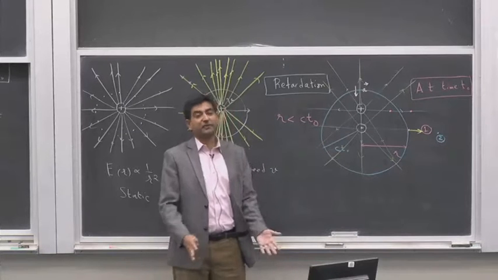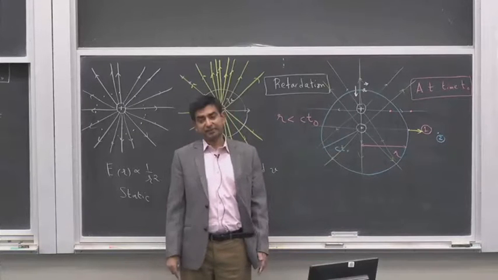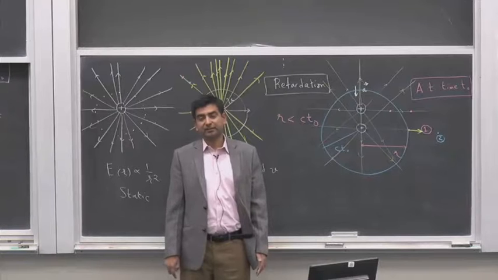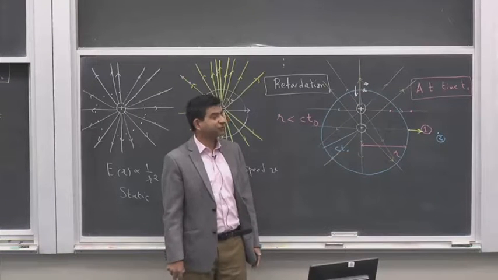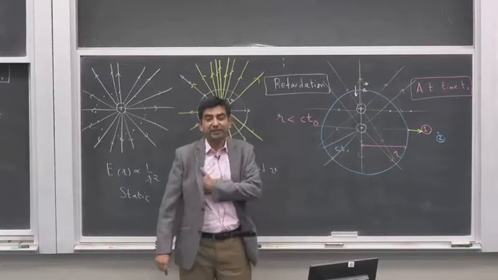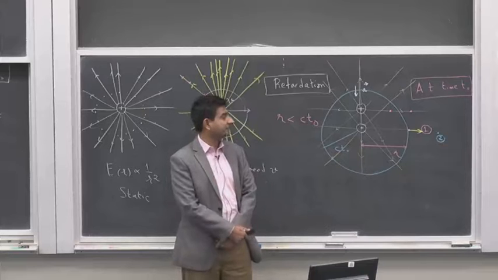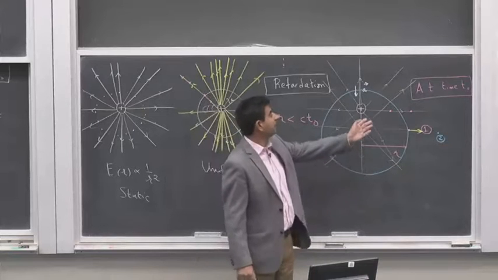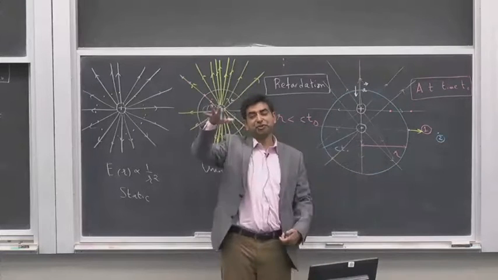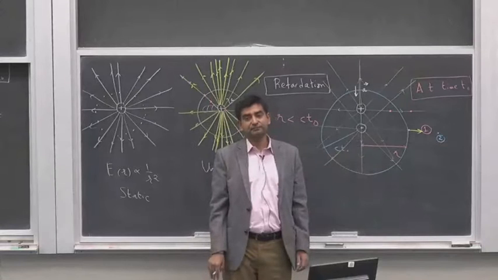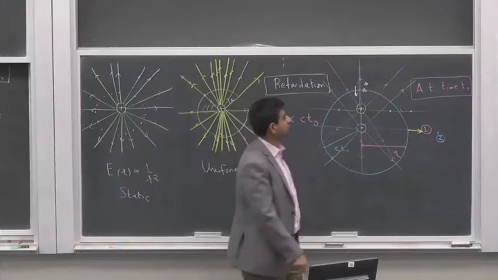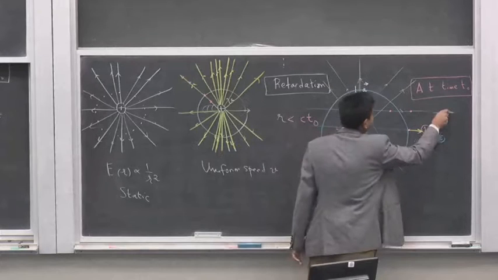So this observer will actually see a different electric field. The electric field this observer is going to see is going to be totally different. It's going to be reflective of the older position of the charge. And according to the old position of the charge, the electric field is pointing in this direction.